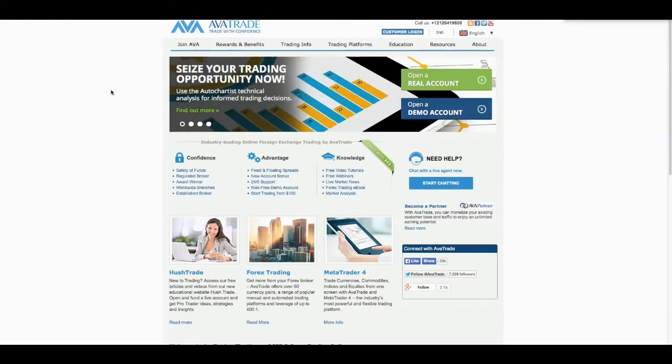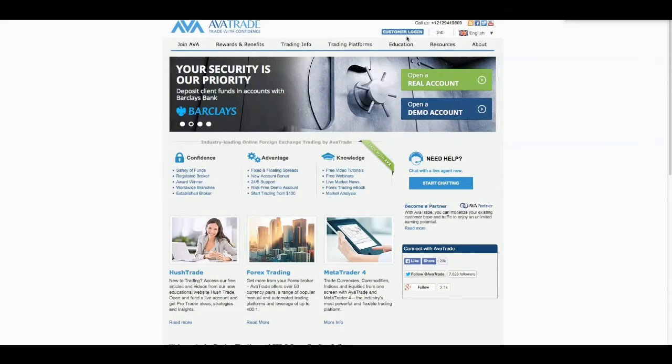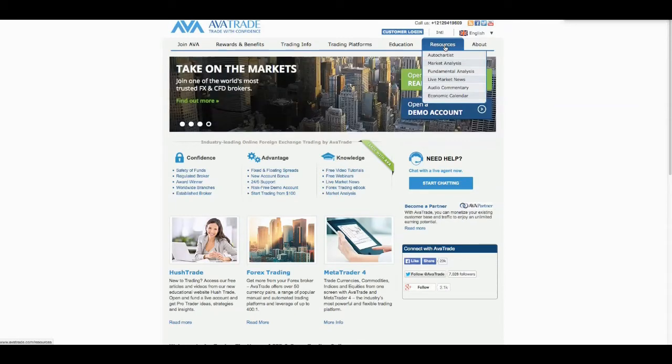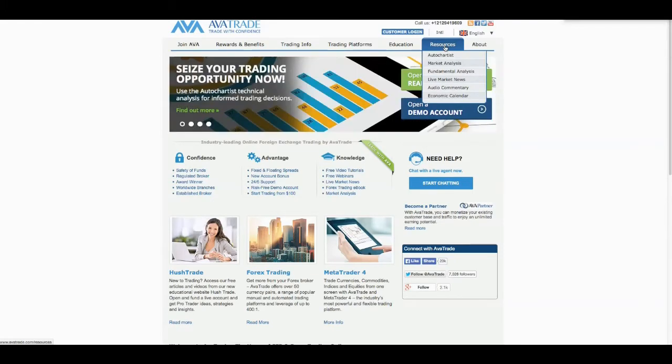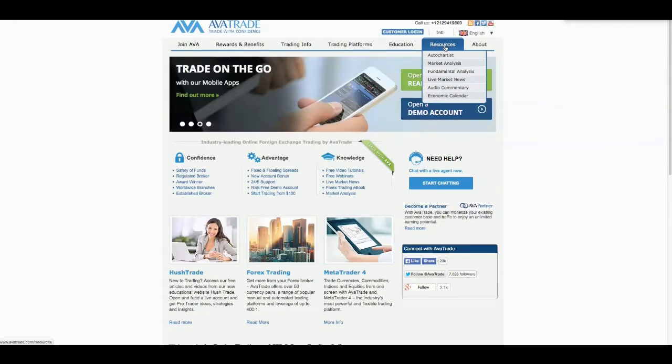So, looking now at the website, a very simple website, no bells or whistles here, but really all the information you need. Something that AvaTrade are very, very good at is the resources that they offer traders through auto chartists, professional charting, market analysis, fundamental analysis and technical, live market news, meaning you don't need to go to other news websites to find out what the markets are doing because AvaTrade does it all on site, an audio commentary, economic calendar, videos, webinars, and so much more.